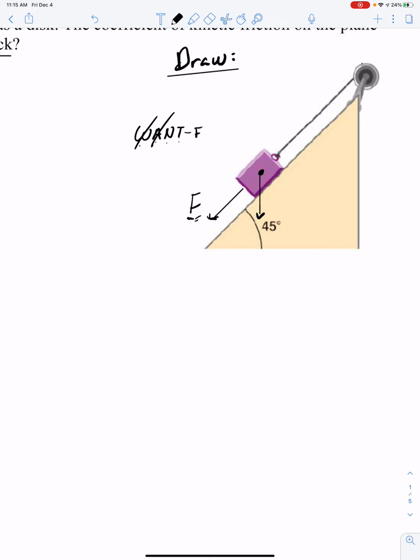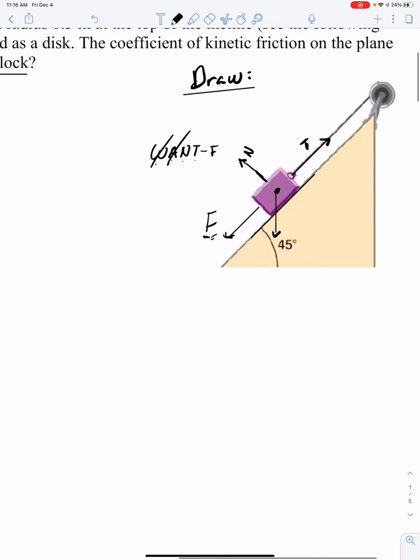Then normal force, it is always perpendicular to the surface in which it's standing on. So this surface right here is at a 45-degree angle. Because it is at a 45-degree angle, my normal force, since it's perpendicular to the surface, is coming out of the page like this. Or not coming out of the page, but going upwards like this. Then we have the tension. Tension is always going away from the object in question. And we identify tension here.